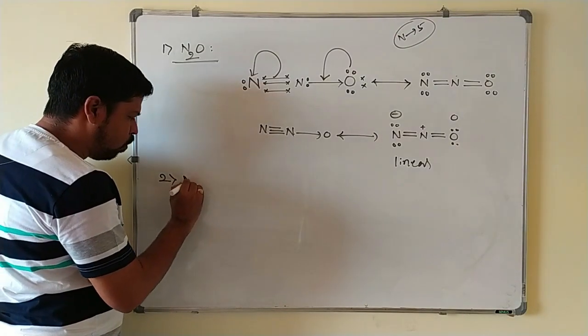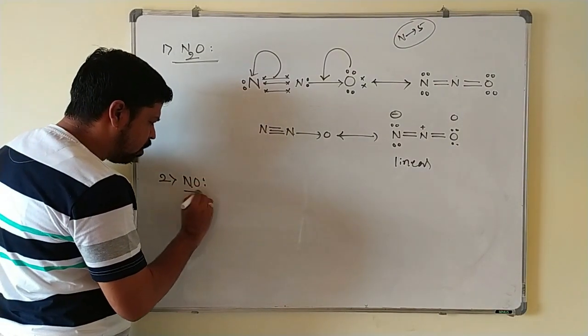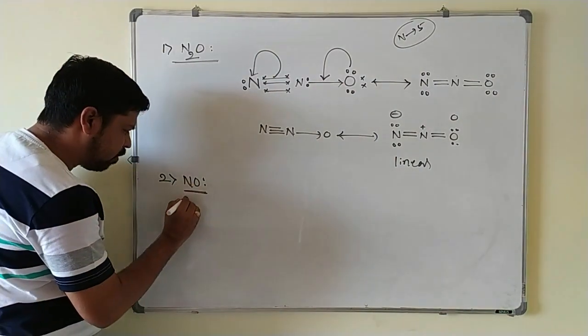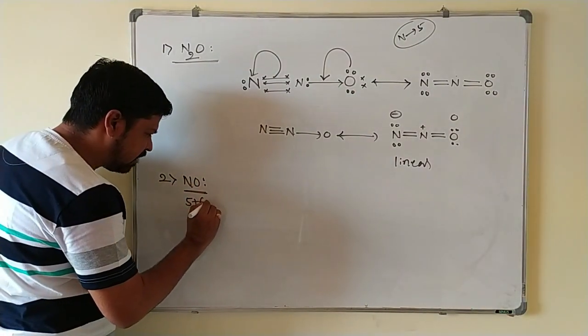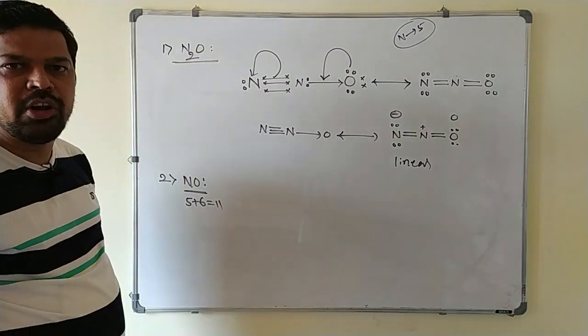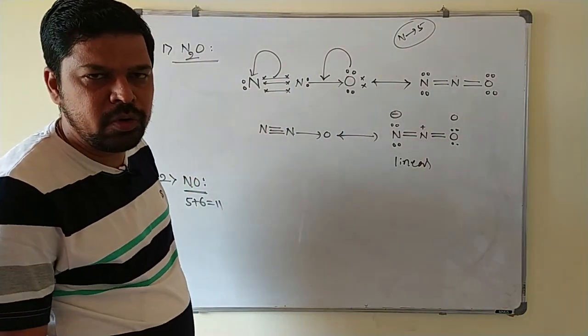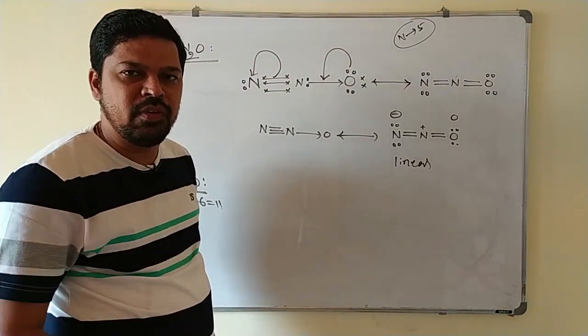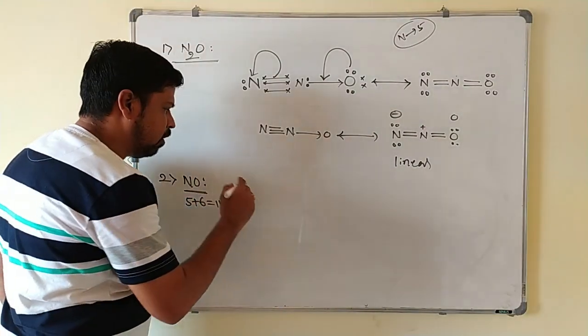I will write the NO molecule. According to the octet rule, we know that this molecule has an odd number of electrons. Nitrogen has 5 electrons, oxygen has 6 electrons, and the total number of electrons is 11. So it is an odd electron molecule. If it is an odd electron molecule, the octet is not satisfied over all the atoms. That we will write now.